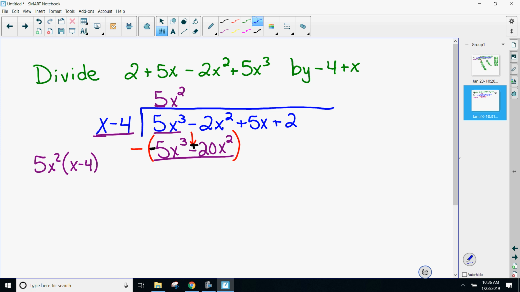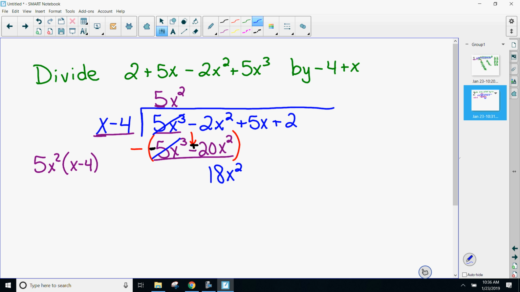Now if you group them together, negative 2x squared plus 20x squared is 18x squared. Or you could say minus negative 20x squared. What's 5x cubed minus 5x cubed? 0, those cancel. This is negative 2x squared.